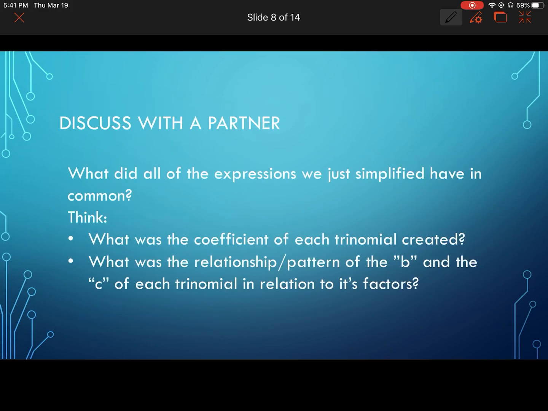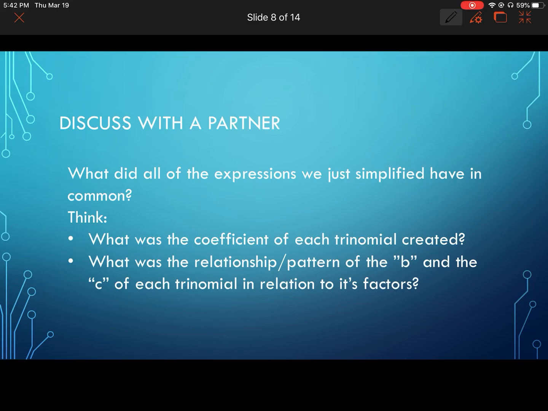The pattern is important because it's going to help us when we go to factor these, which we're going to do next time. But for right now, it's easier to spot the pattern and use the pattern when you're multiplying binomials. So what I want you to do is take a couple minutes and think about this question here. Normally we would be discussing this in class, so we're going to do this in class as well. What did all the expressions have in common?